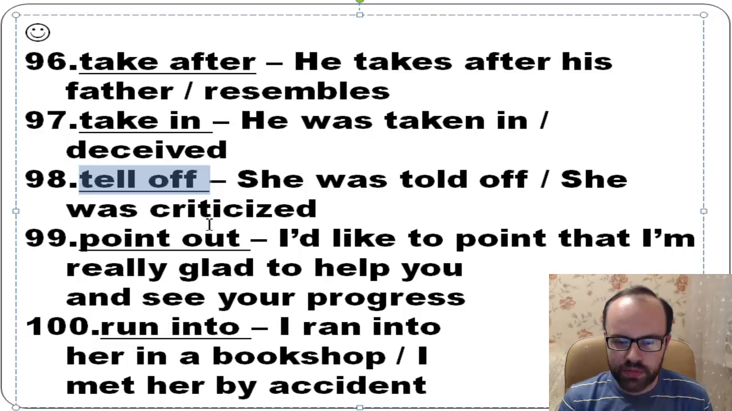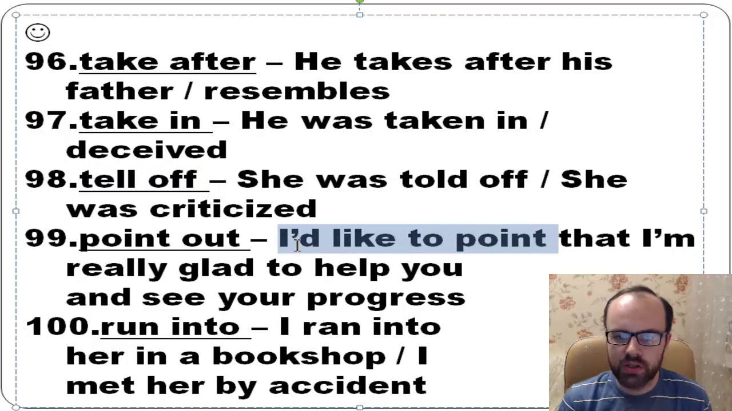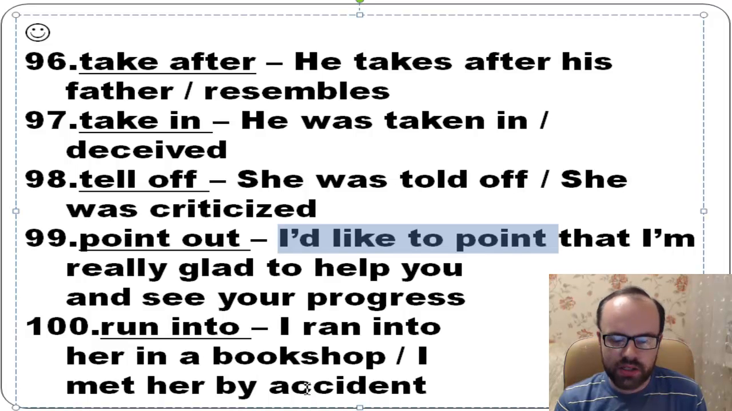Point out. It means to note, or to say, I'd like to point out, or I'd like to note, I'd like to say that I'm really glad to help you and see progress. Really, I'm so glad to help you. Yeah, and run into, I ran into her in a bookshop. It means that I met her by accident. I met her in a bookshop by accident. So run into or bumped into.